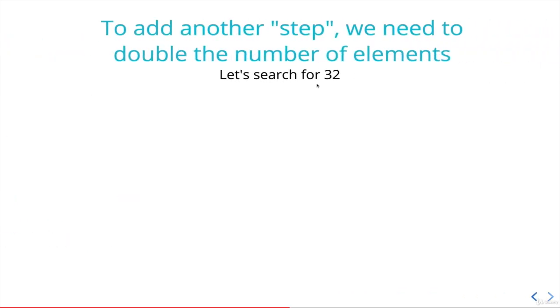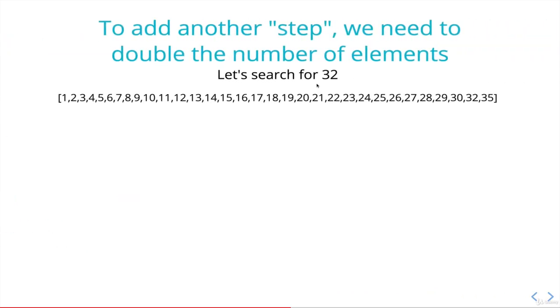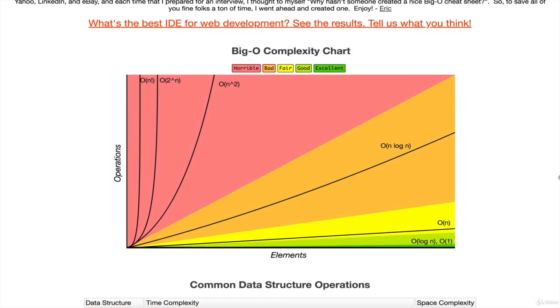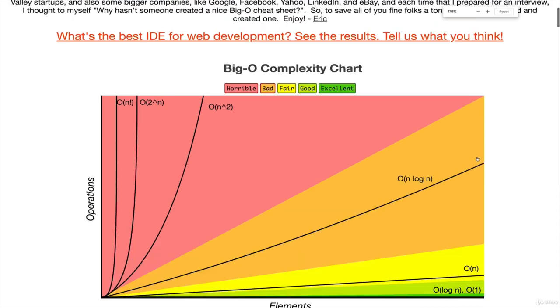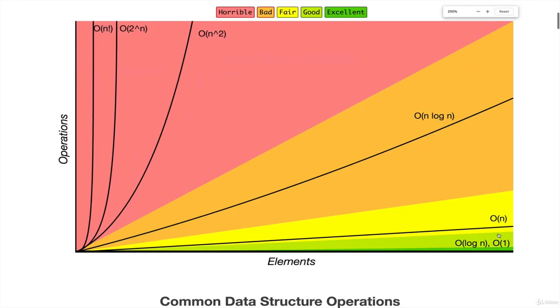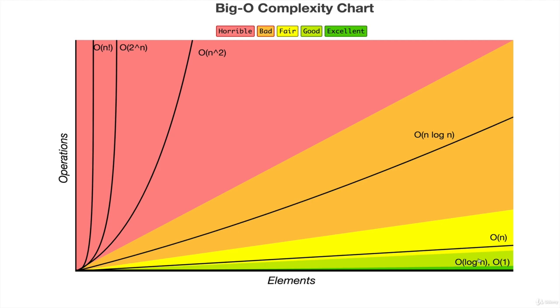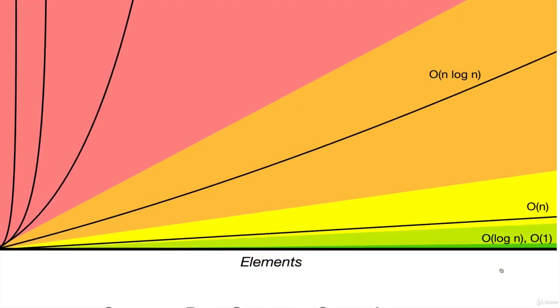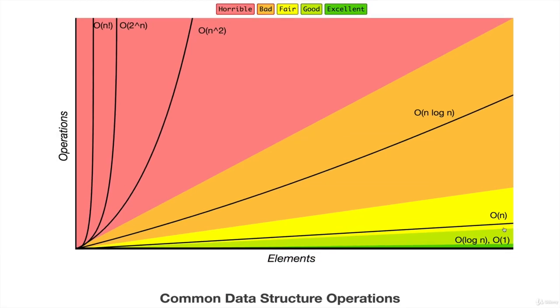Or here, it was log base 2 of 32 elements. If n is 32, that means 5. 2 times 2 times 2 times 2 times 2. So every time we double the size of n, we are simply adding one extra step. So log n is really good. If we look at the big O complexity cheat sheet little graph here, you can see log n is all the way down here. It's really good. It's so good, in fact, they don't even put a separate line in here.